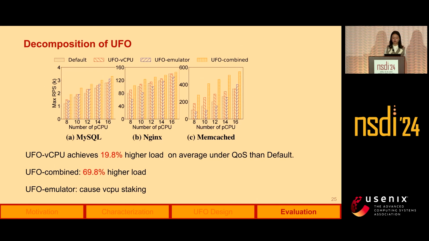Finally, we evaluate the decomposition of UFO in a 16 CPU VM. We divide UFO into 2 parts: UFO vCPU and UFO emulator. UFO vCPU only keeps vCPU count matched to PCPU count, while UFO emulator only keeps isolation in a VM. We record the max achieved RPS of different baselines under QoS. As the result shows, UFO vCPU achieves about 20% higher load on average than default, but UFO emulator will cause vCPU stacking. In this case, UFO vCPU does a good job of solving the double scheduling problem, so UFO combined achieves 70% higher load than default.